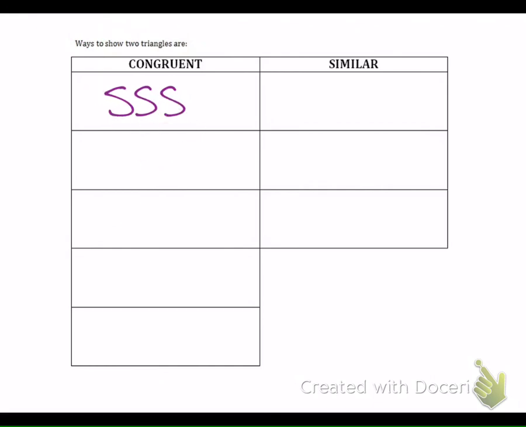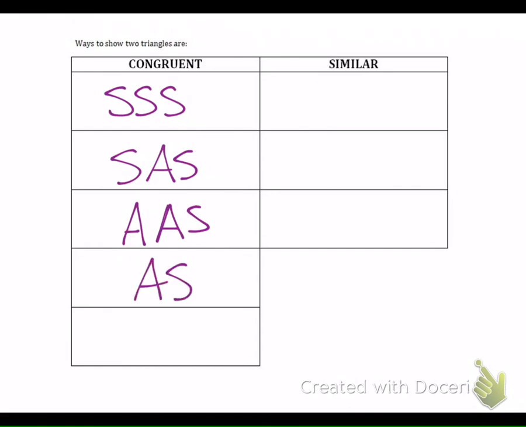What's another way? Side, angle, side. AAS. Nope. ASA. Good. Then there was a random one that didn't have any A's or S's in it. HL. Very good. So these all have to be congruent. All the sides congruent, a side angle side congruent, an angle angle side congruent, angle side angle congruent, or hypotenuse and leg congruent. All right? And those show that the two triangles are congruent.